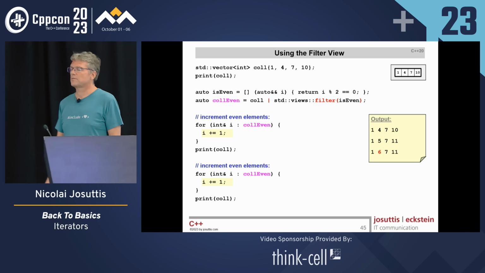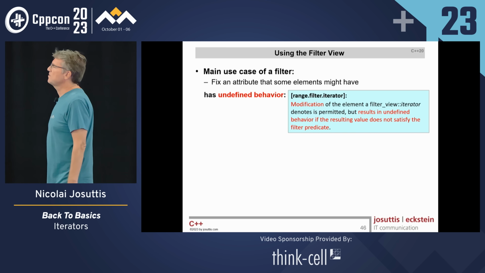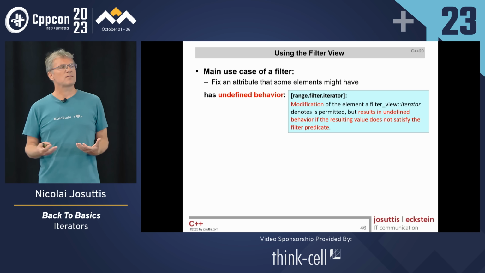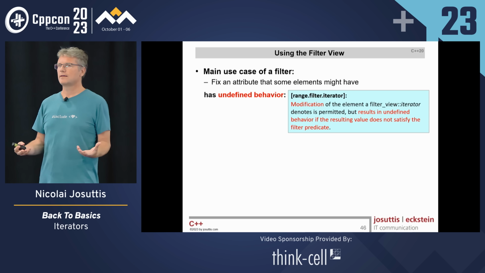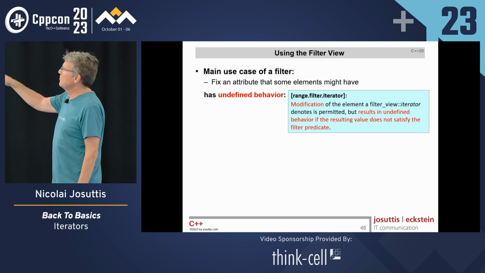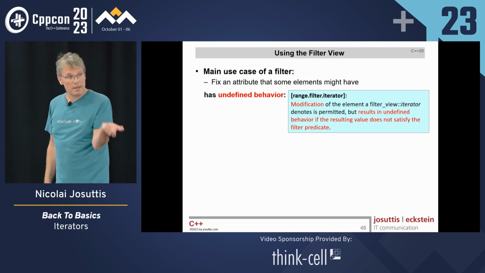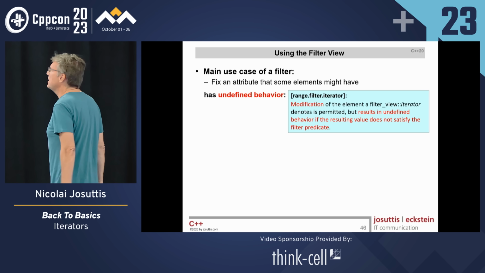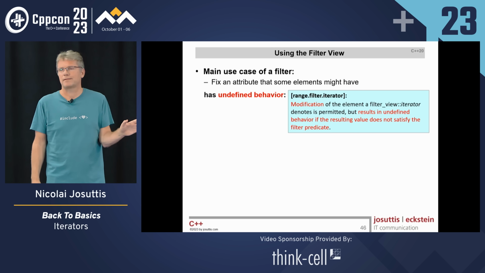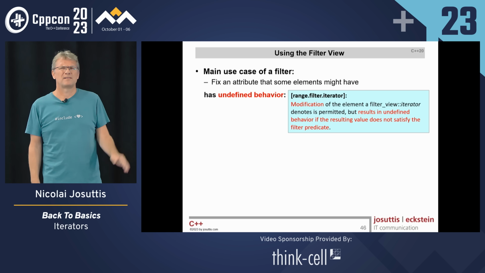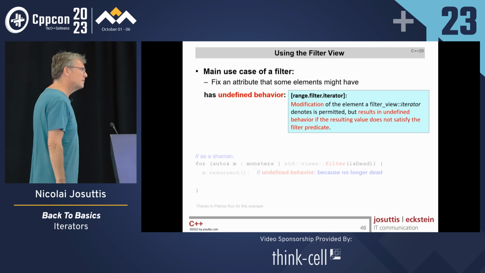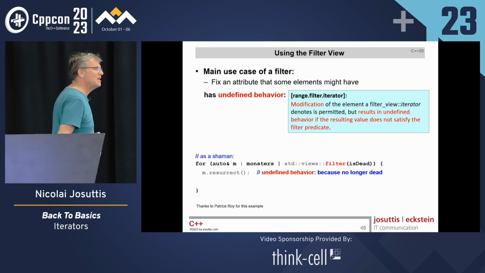And we know that this is a problem. So we say, this is undefined behavior. There's a caveat about the iterators of filters. And that says, modification to an iterator of a filter view is permitted, but results in undefined behavior if the resulting value does no longer satisfy the filter predicate. What? So this code is undefined behavior.